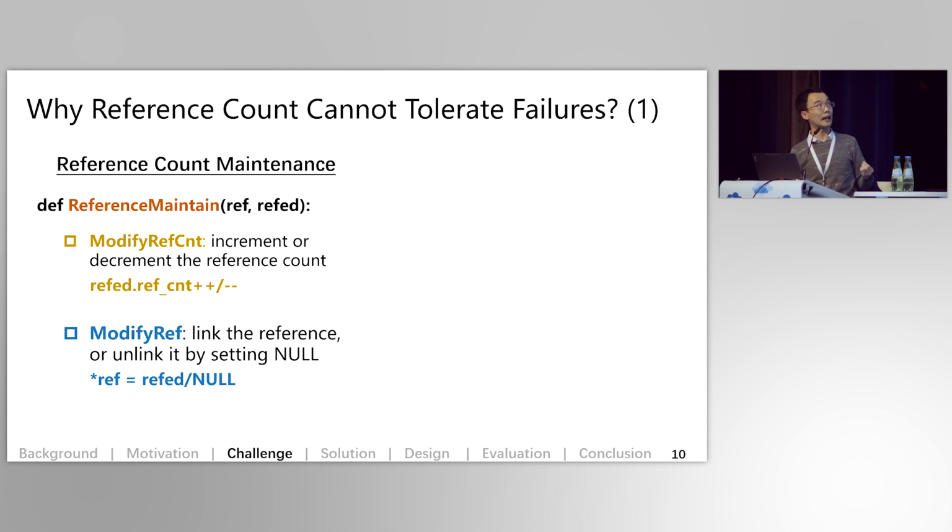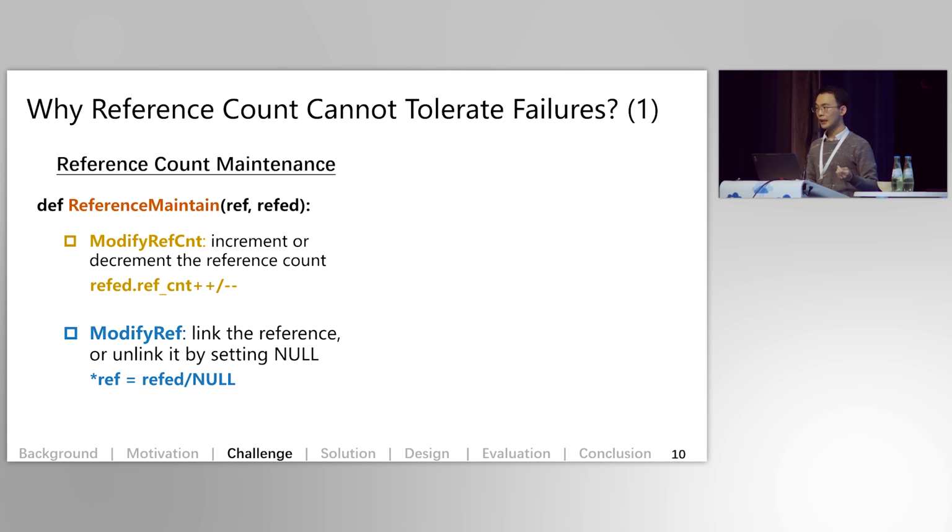To further understand and demonstrate this challenge, here we divide the procedure of reference count maintenance into two sub-steps, which will help us better understand the corner failure cases. Specifically, if we want to attach a reference, we must first increment the reference count, which in the following of this presentation we will call modify ref count. Secondly, we also need to link the reference by setting the value of the reference to the address of the referenced space, which later in this presentation we will call modify ref.